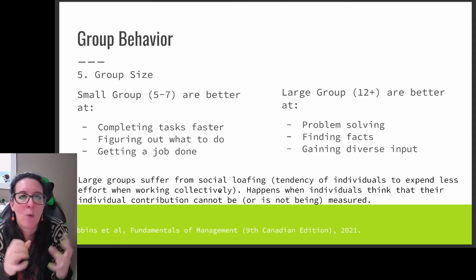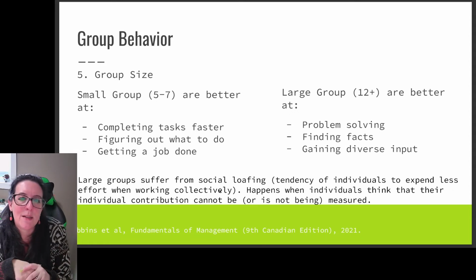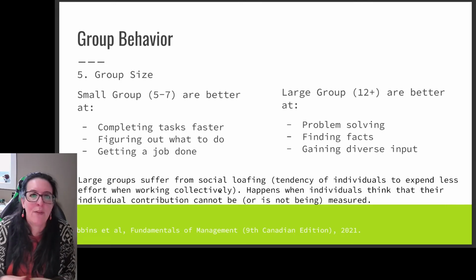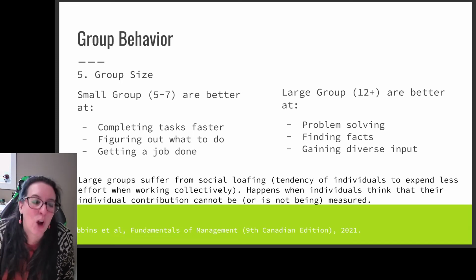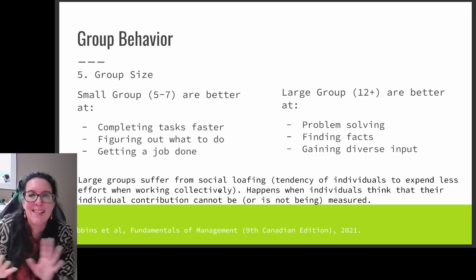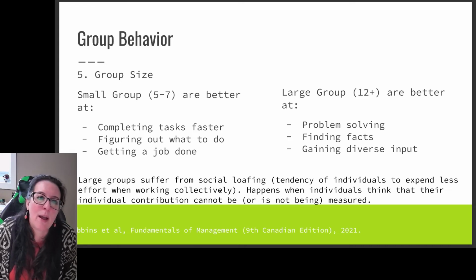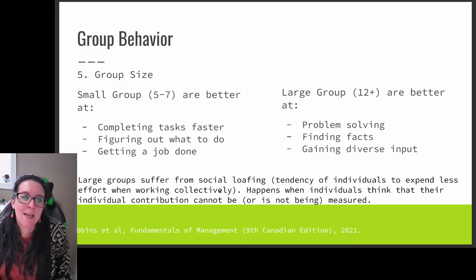They can figure out what to do. They can get the job done. If you need more diverse input, if you need more creativity, if it's a much bigger thing to tackle, then we need a larger group. But we recognize that larger groups take longer to come to consensus, and so they aren't as agile as the smaller groups.